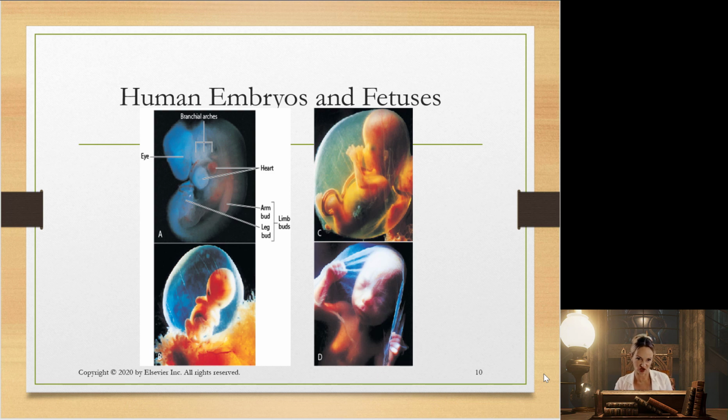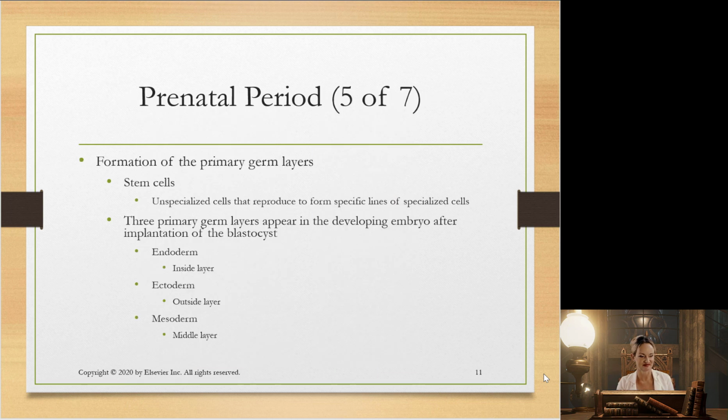This shows you a little of what it looks like on the inside. A shows the human embryos and fetuses at 35 days. B is at 49 days. C is at the end of the 1st trimester, and D is at 4 months.